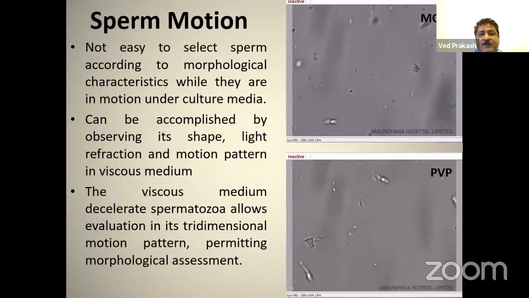So, what about sperm motion? Now we will talk about the motility also. It is not easy to select sperm according to morphological characteristics while they are in motion in culture media, because sometimes they are moving very fast. But we need some medium with which we can easily pick up the sperm. So what we use is a viscous medium, which slows the spermatozoa and allows evolution of its three-dimensional motion pattern, permitting morphological assessment. At that time, you can use PVP-like media to pick up these sperm.